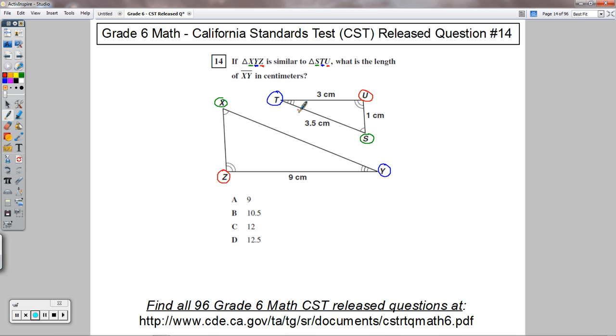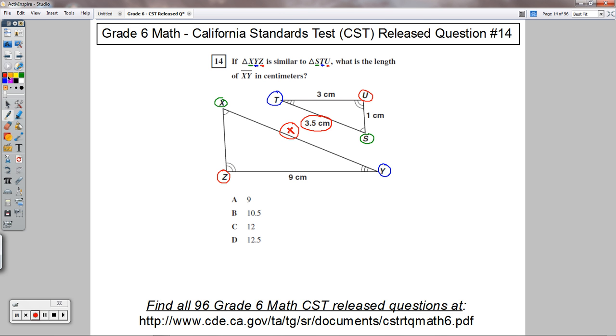That doesn't mean they're the same size, but it means they're the same basic shape. One is just a scaled down version of the other one. So I have XY, that's this side, that's the green to the blue side. I need to compare that to this green to blue side. This would be my unknown value right here. Why don't I call that X just to make the math simpler. So I've got X matching up with 3.5.